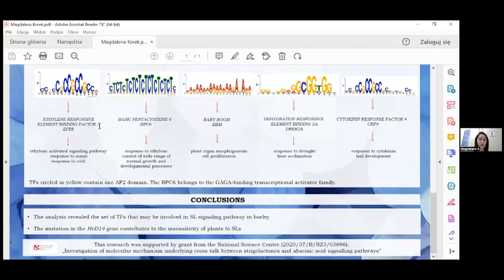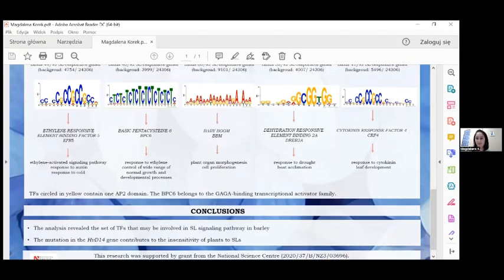Moving to the conclusions, the analysis revealed a set of transcription factors that may be involved in the strigolactone signaling pathway in barley. Our analysis also proved that our mutant, which was created in our lab, is a strigolactone insensitive mutant, which is not able to respond to strigolactone. That's all I wanted to say about my research. Thank you.